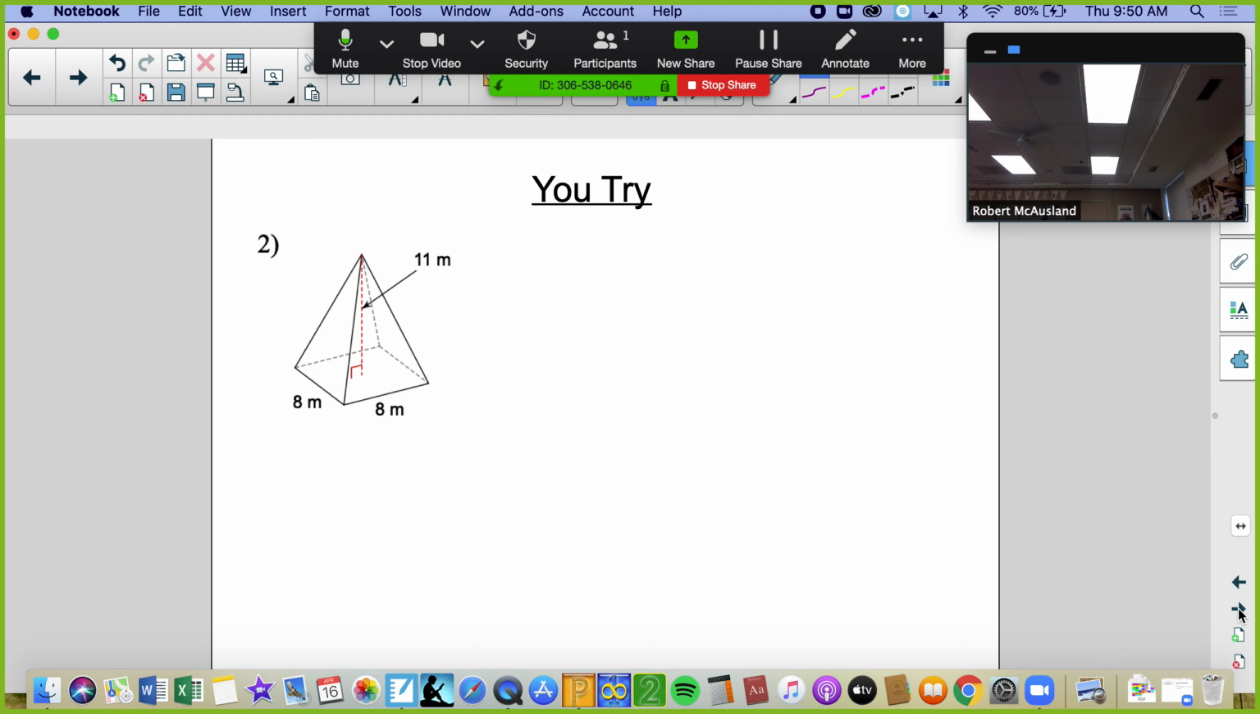So you try this one. Pause the video, make sure you're using the correct formula. Since it's a pyramid, we're going to use volume equals 1/3 big B times H, 1/3 of the base area times the height. When you're ready, unpause it and we'll go over the answer.